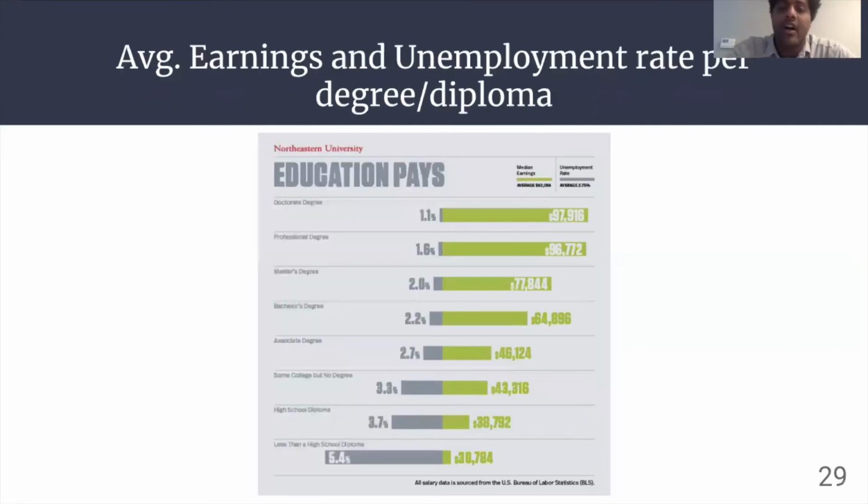So here I just wanted to start it off by showing you how higher level education impacts the unemployment rate and your earnings, just for your reference. It's interesting because it shows that doctorate degrees have a 1.1% unemployment rate and around a $98,000 average median earnings. But you'll see that as it goes higher and higher, the change is less and less, right? So the professional degree has 1.6% unemployment and around $97,000 median earnings, which isn't much different. But as you go down, you see the variance starts to increase.